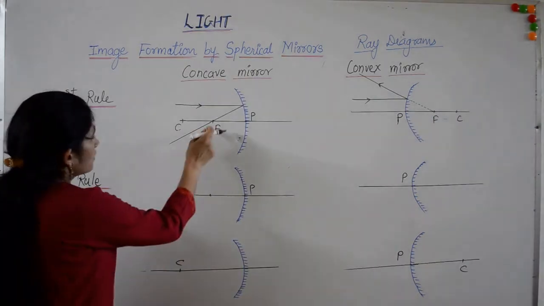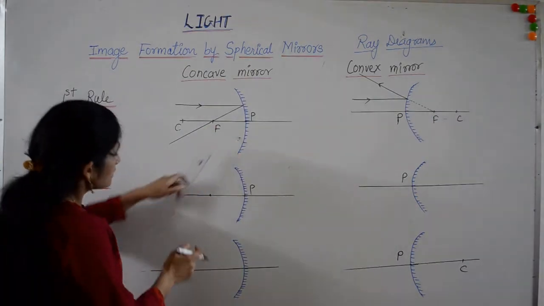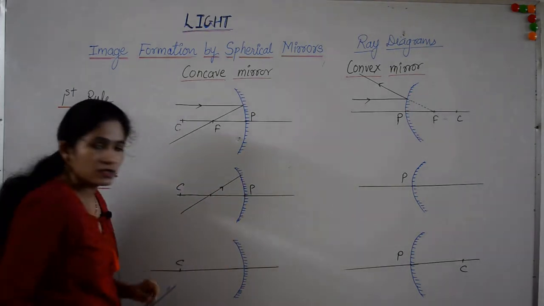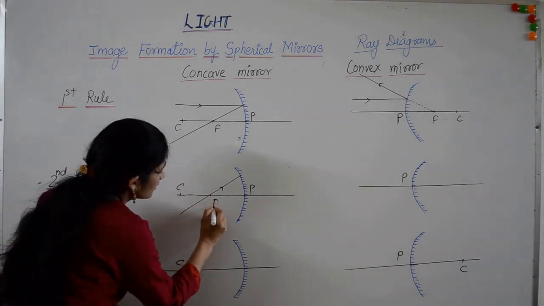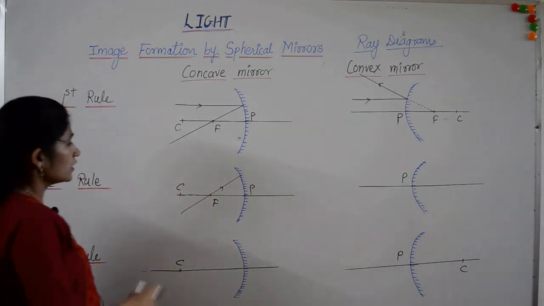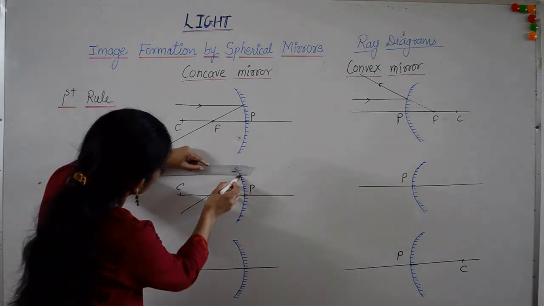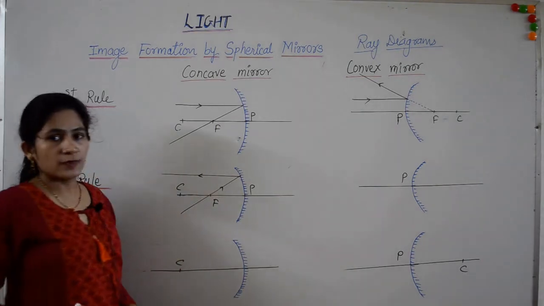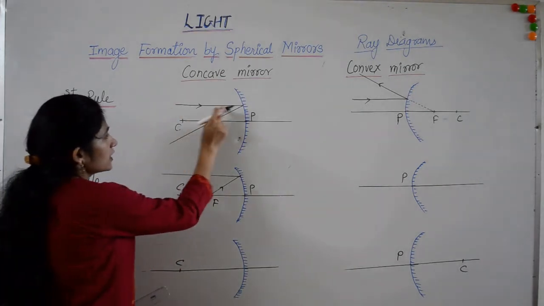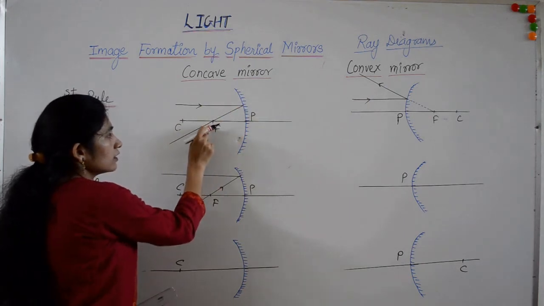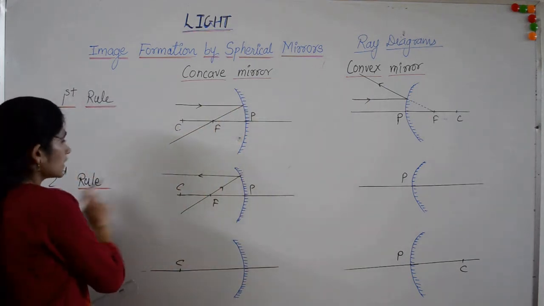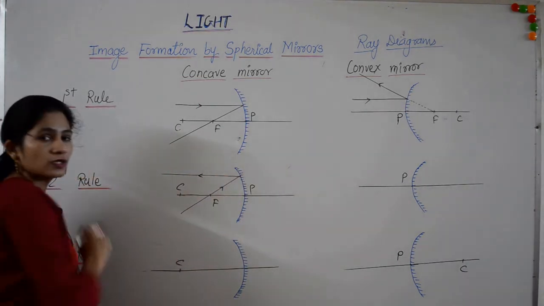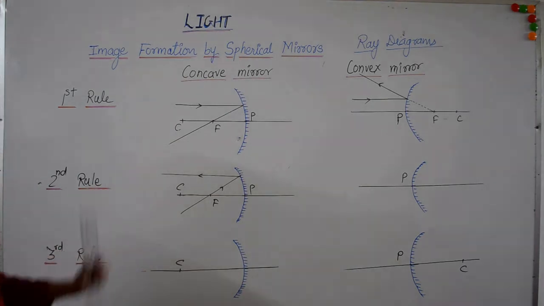The second rule is exactly opposite to the first rule. See, if the incident ray passes through the focus, this is the incident ray, then after reflection it goes parallel to the principal axis. In the first rule, if the incident ray is parallel, then after reflection it passes through the focus. In the second rule, if the incident ray passes through the focus, then after reflection it goes parallel to the principal axis. This is the second rule.